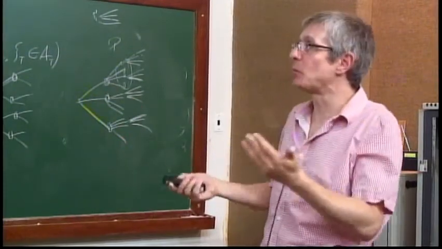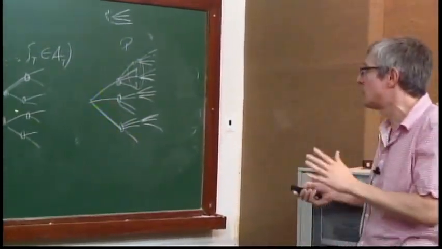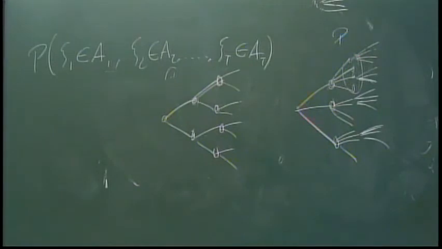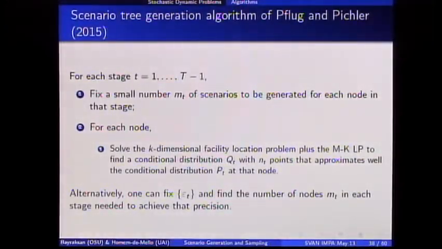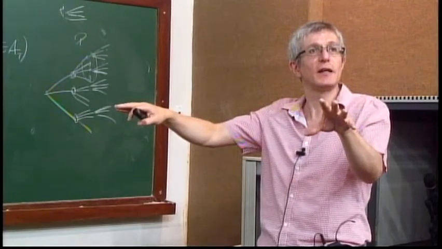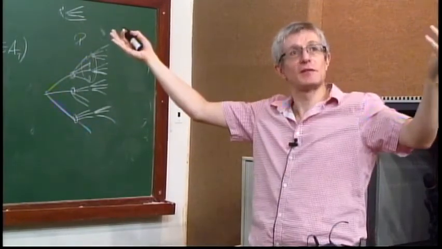So oftentimes what people do, they say, no, I can only handle 5 branches per node. I cannot handle more than that. Computationally it is not practical. So if that's the case, you have to fix the number of scenarios. Then you say, okay, I want to find the tree which has only 5 branches that best approximates the original one.